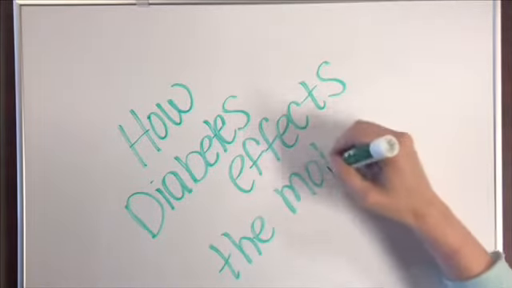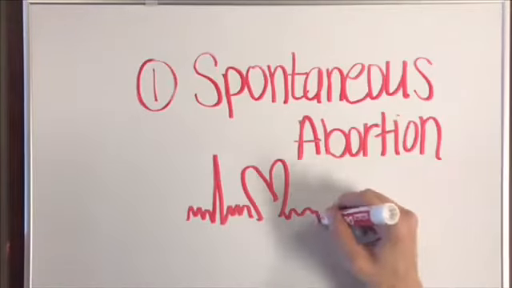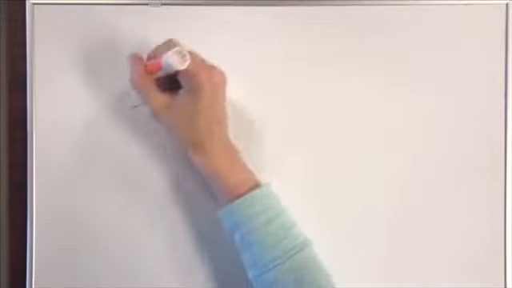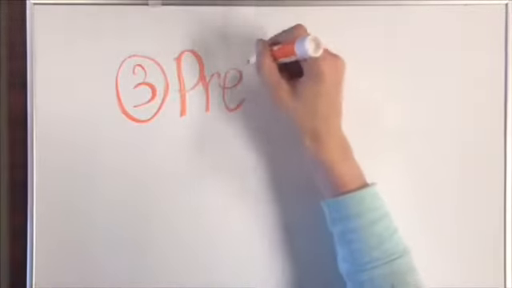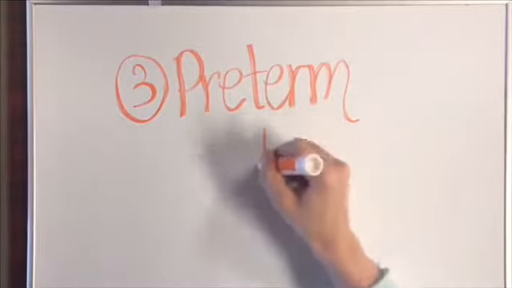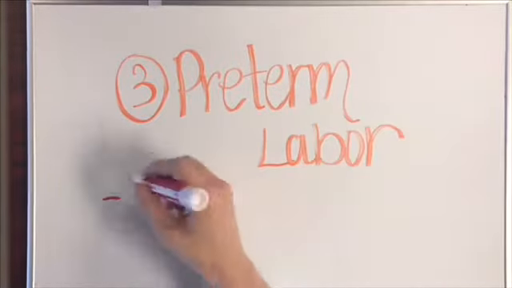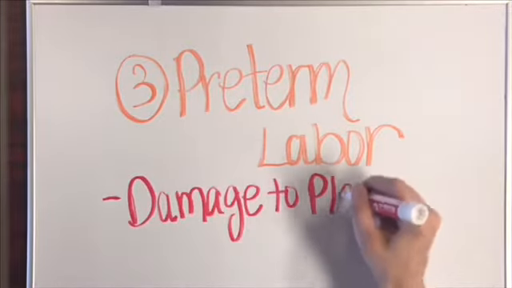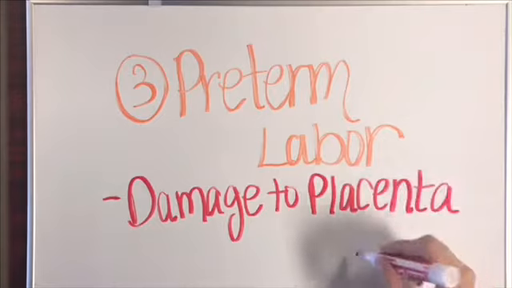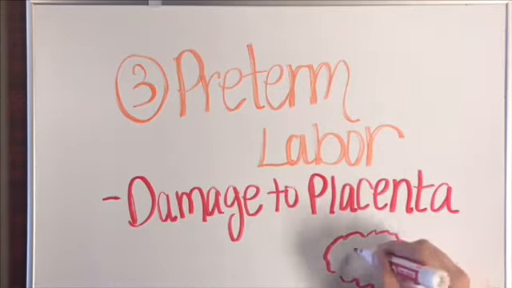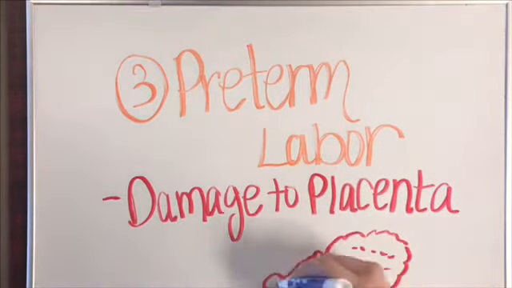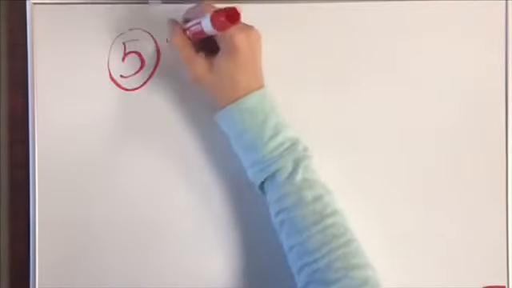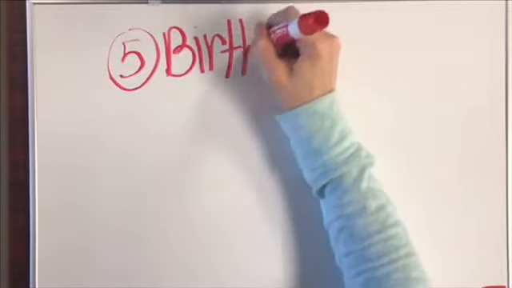So how does diabetes affect the mother? Spontaneous abortions, gestational hypertension, preterm labor because damage can be done to the placenta. During pregnancy, the placenta produces high levels of hormones that affect the action of insulin in your cells, raising your blood sugar. This rise in blood sugar can have an effect on the functioning of the placenta and the growth and development of the baby. Excessive amniotic fluid. Birth canal injuries can happen if blood glucose levels get too high.